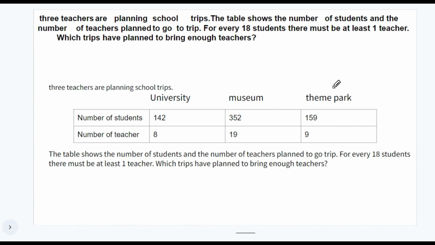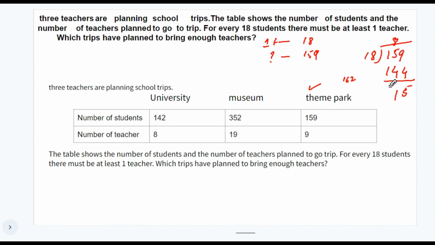Okay, now we have to find for the theme park. Again, one teacher for 18 students. How many teachers for 159 students? So again, 159 divided by 18. So 18 times which number is near to 159? You know 18 times 9 is 162. So what will be 18 times 8? 18 times 8 is 144. So what will be your remainder? 9 minus 4 is 5 and 5 minus 4 is 1. So 15 is less than 18. We need to put a decimal over here which is going to give you a 0.